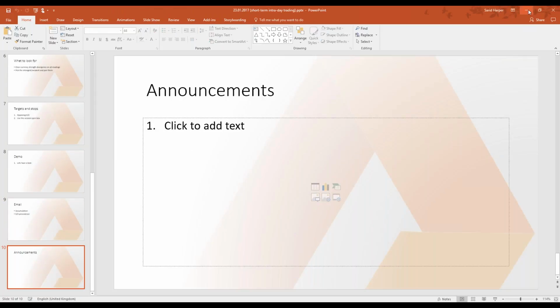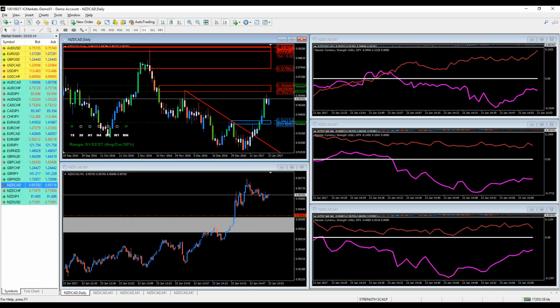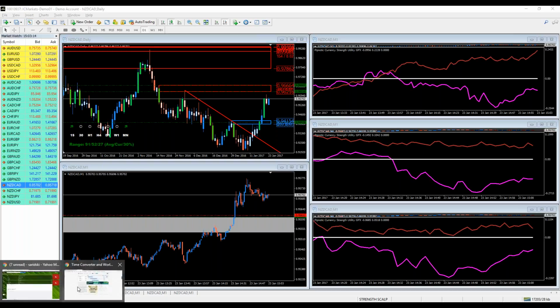Announcements. I have one announcement, and that is that I'm working on a notification plugin for MT4 that will tell you which pairs to buy and sell and when. And I made a fully automated trading robot that trades this strategy. I just want to show you the results of that.